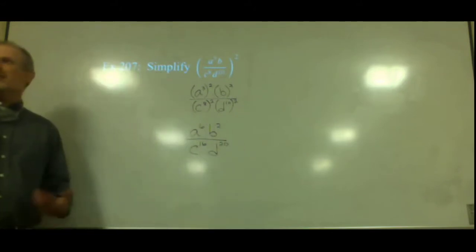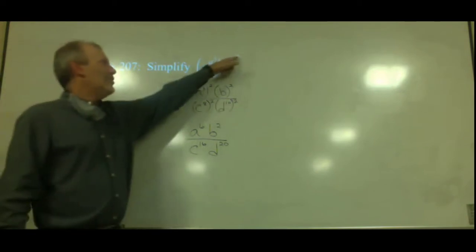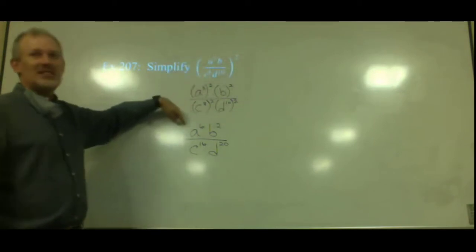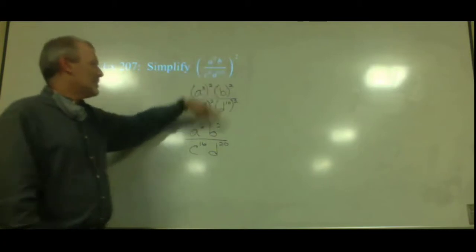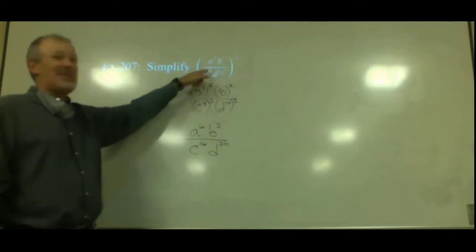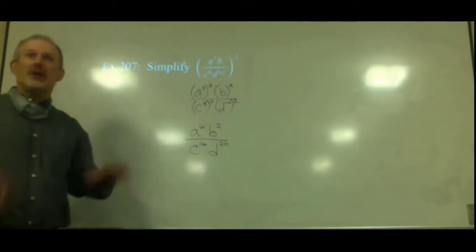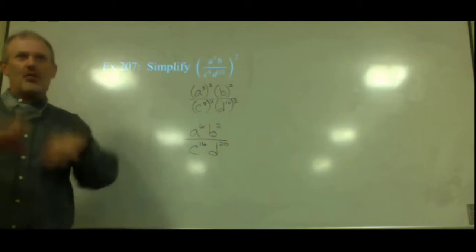Okay, so like I say, eventually, after you get used to doing these, you'll be like, oh, well, I know this 2 multiplies by the 3, and that'll be a to the 6th. I know that this becomes b squared. I know that this 2 multiplies by the 8 and becomes c to the 16th. But I don't want to overwhelm you with that right away.